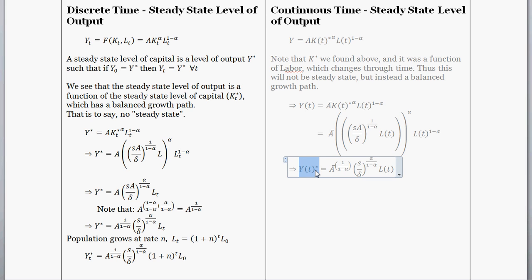So how does output grow in the steady state? If our per worker capital level was at the steady state, so it appears that per worker, per capita capital is constant, it's at the steady state, what is output going to look like? Well, output is going to just continue to grow at the rate that the population grows.